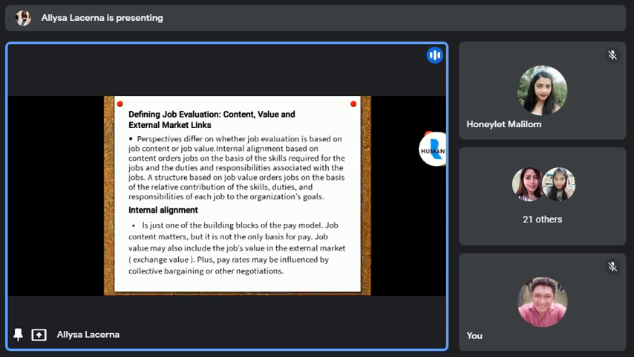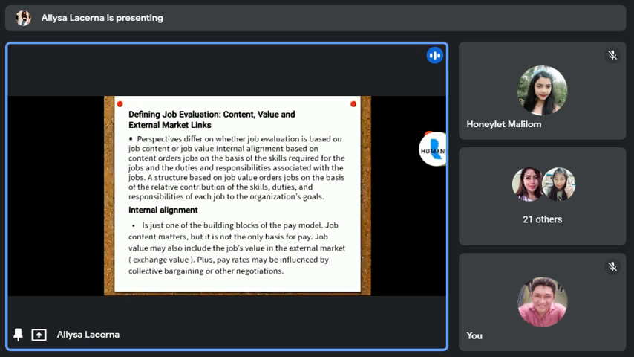Perspective differ on whether job evaluation is based on job content or job value. Internal alignment based on content orders jobs on the basis of the skills required for the jobs and the duties and responsibility associated with the jobs. A structure based on job value orders jobs on the basis of the relative contribution of the skills, duty, and responsibilities of each job to organization's goals.